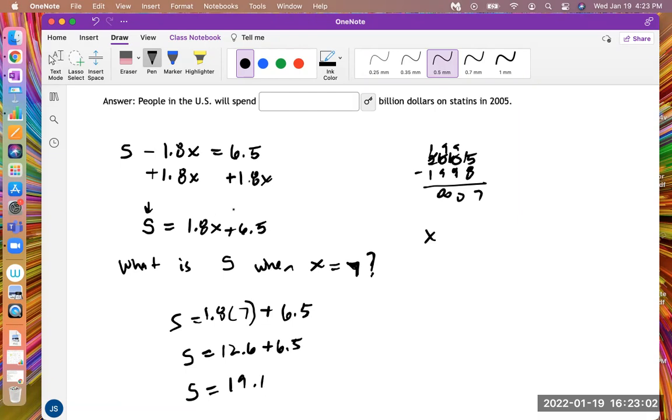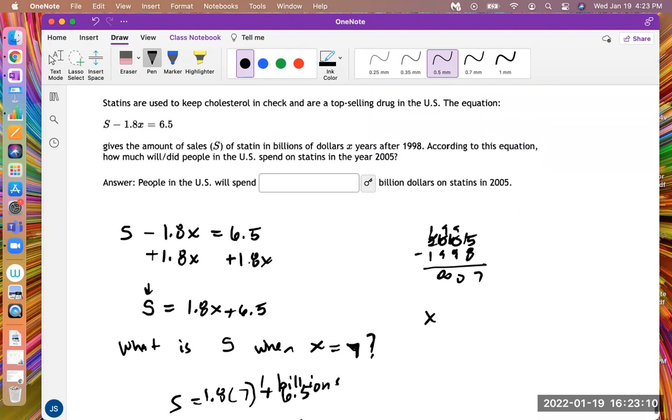And they said this number is in billions. So it's actually $19.1 billion spent on, what did they say it was? Statins. I may be saying that wrong, but let's just make sure that's the answer they are looking for. People in the US will spend blank dollars in 2005. Yep, 19.1, and we don't have to put billion because they already wrote the word billion right there. So 19.1, and there we go.